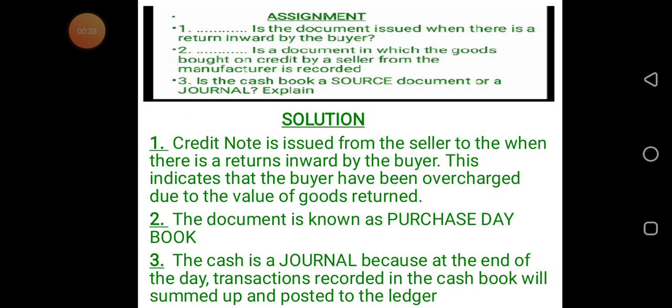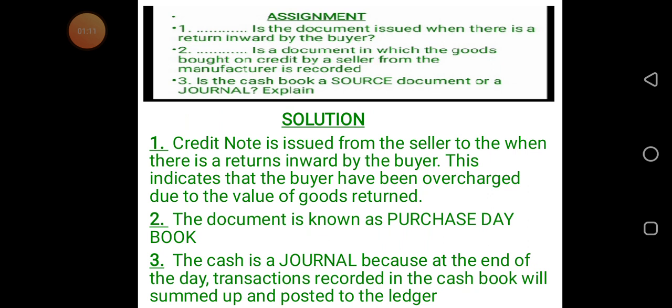Before we go ahead, we were given some assignments in the previous class, where we treated the journal as a topic. One, dash is the document issued when there is a return inward by the buyer. Two, dash is a document in which the goods bought on credit by a seller from the manufacturer is recorded. And three, is the cash book a source document or a journal?